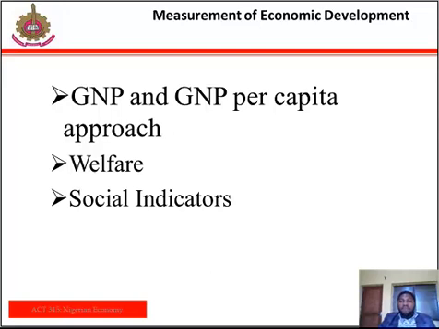However, it fails to take into account that there might be an increase in production in the economy, whereas people might still be lacking basic amenities. And this is one of the major shortcomings of GNP or GNP per capita.